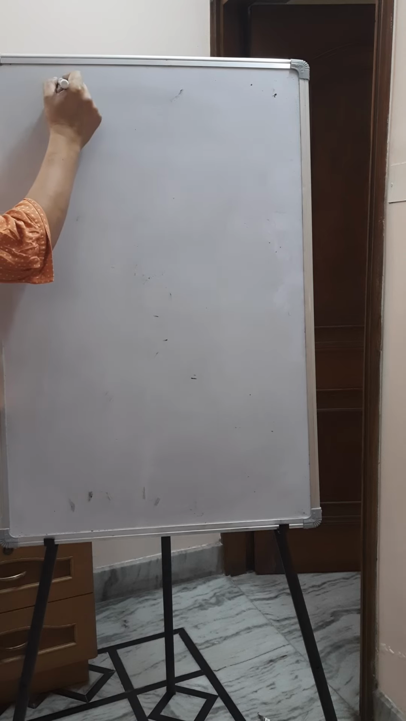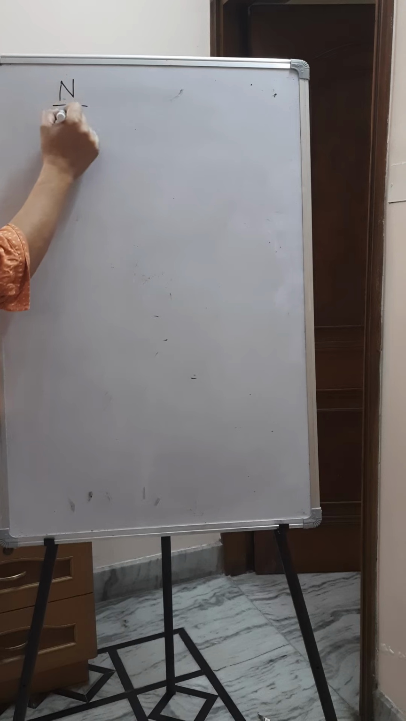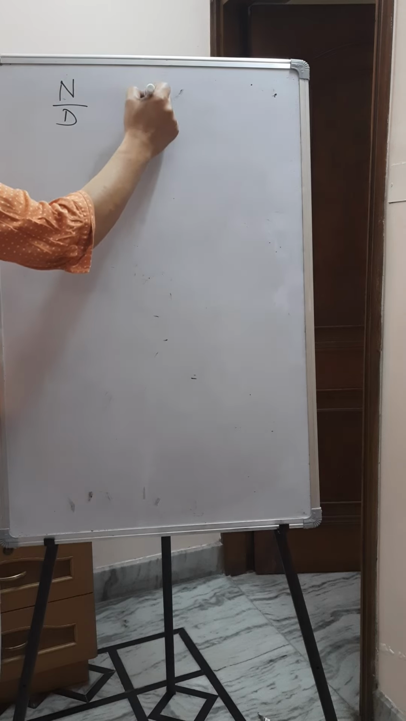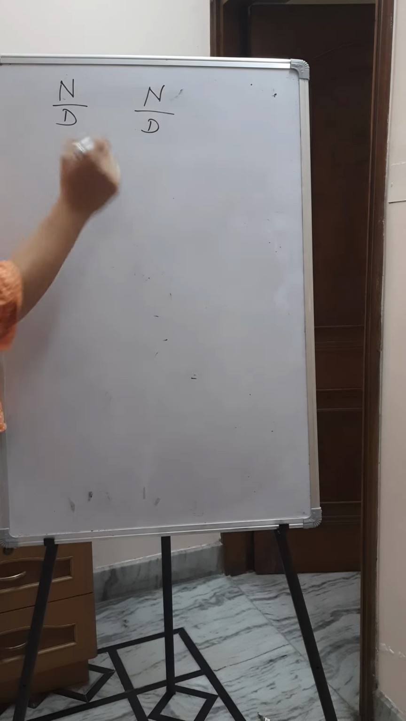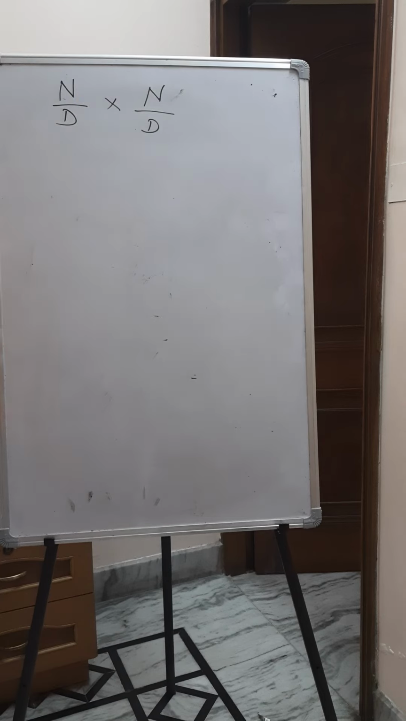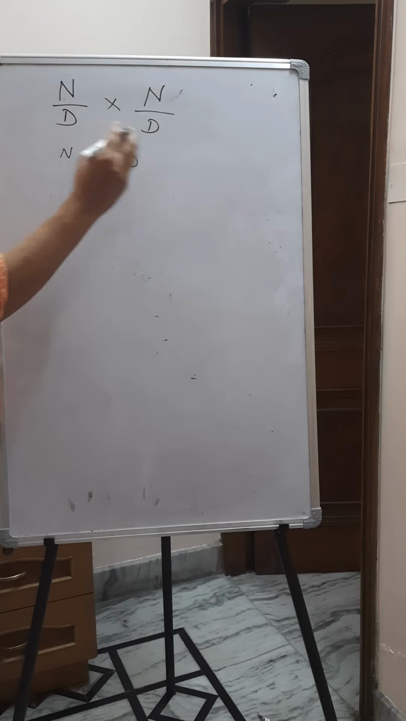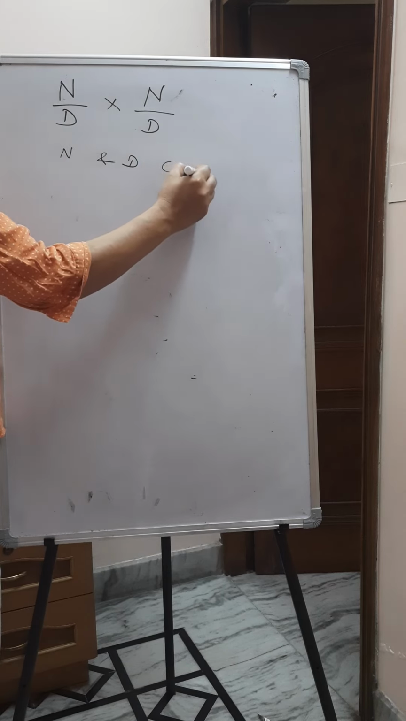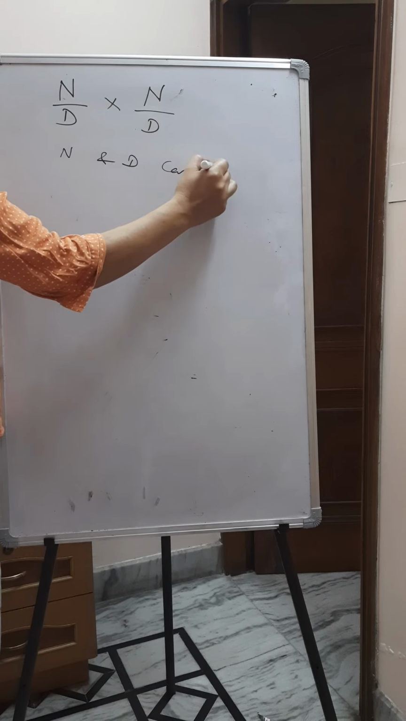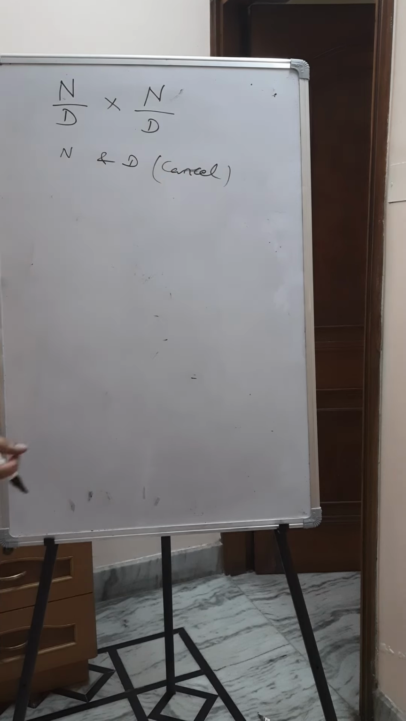And now the next concept is multiplication. When two rational numbers, or more than two, are getting multiplied, the first rational number is in the form of numerator over denominator, the second rational number is in the form of numerator over denominator, and there is the sign of multiplication. What you have to do, first of all, among the numerators and denominators, cancel out all the common numbers.